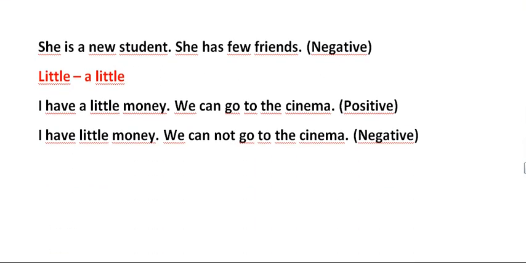Let's go to little and a little. This is clearer. I have a little money, so we can go to the cinema. That's good, right? Positive. But if I say, oh, I have little money, we cannot go to the cinema. That's negative. So there is no a here. You see, the difference is this one is good: I have a little money, so we can go to the cinema. But this one, I have little money, we cannot go to the cinema. There is a big difference between those two sentences. So when you use little or a little, just be careful.